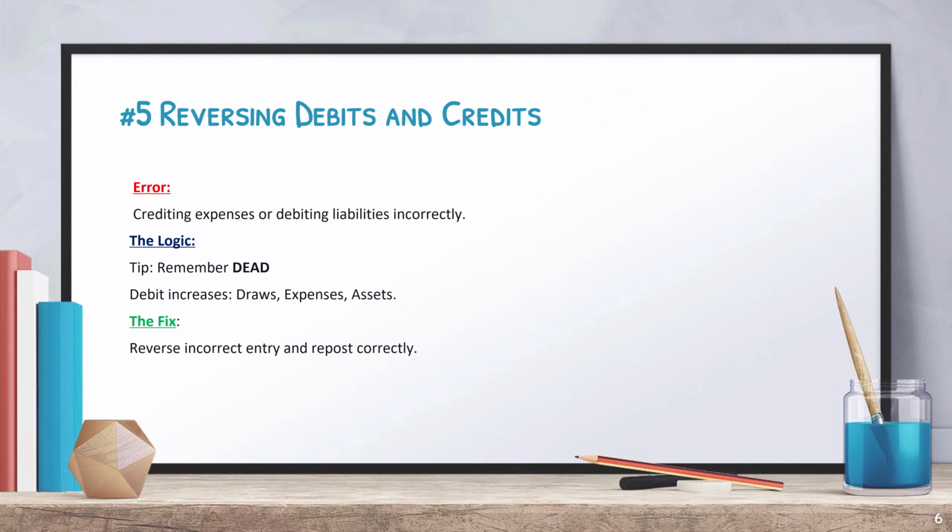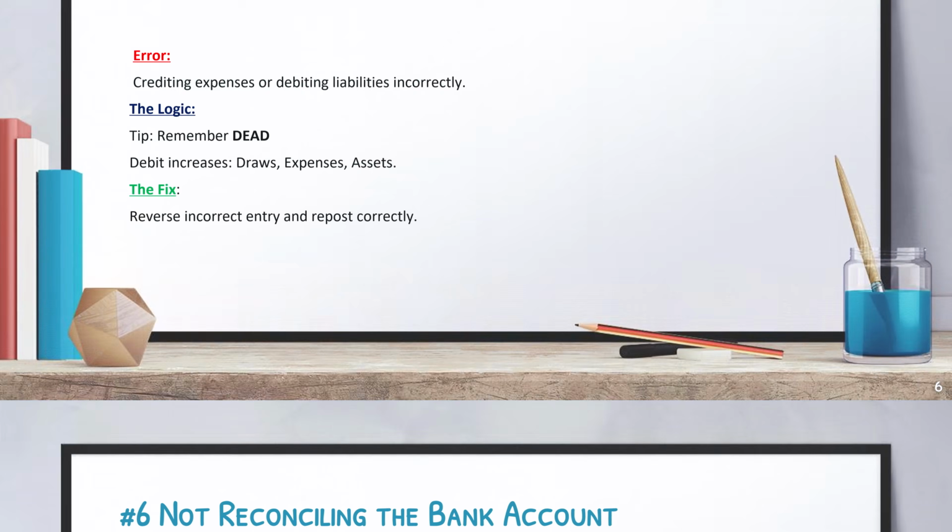Number 5, reversing debits and credits. This is the classic accounting mistake: accidentally crediting an expense or debiting a liability. The logic: a simple memory trick many accountants use is the acronym DED. Debit increases, draws, expenses, and assets. The fix: you don't try to adjust it halfway. You reverse the entire incorrect entry, then post the correct one.